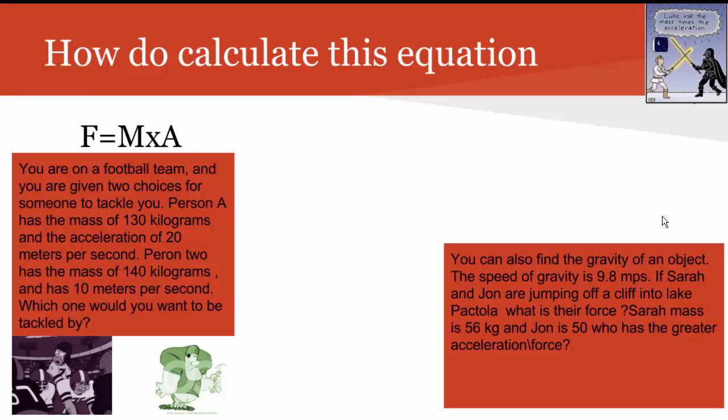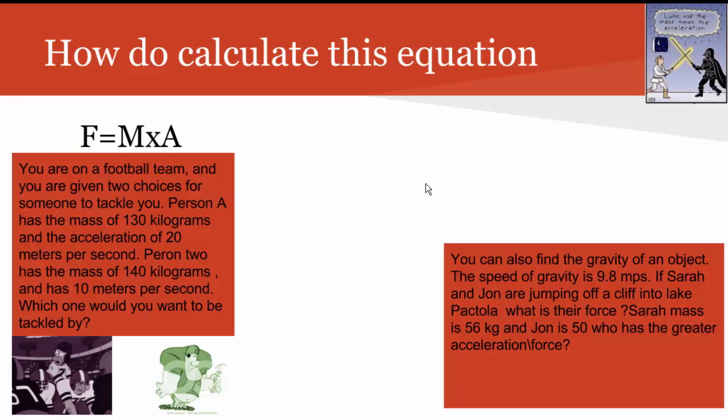So how you're going to solve this is you're going to find the force, so you're going to take the mass right here, times the acceleration, to find the force. So 130 times 20 is 2,600. And then person B, 140 times 10 will be 1,400. If I were you, I would get tackled by person B, because the force is a lot lower.